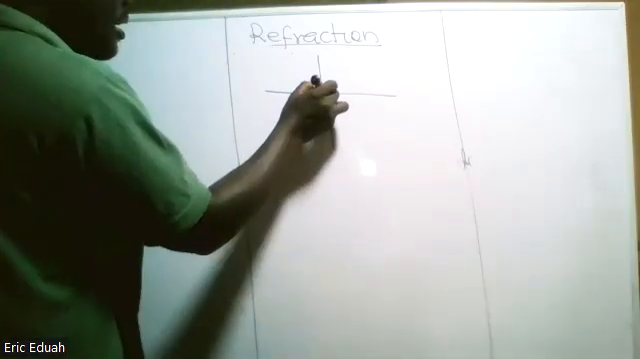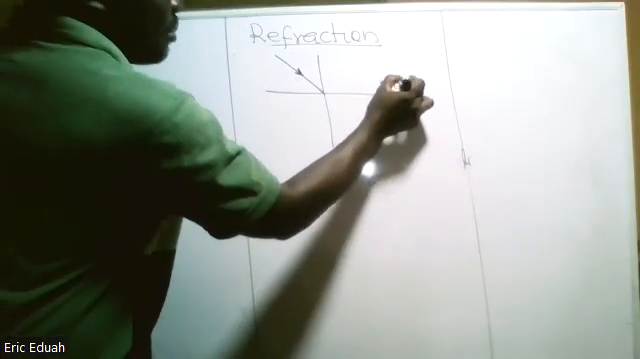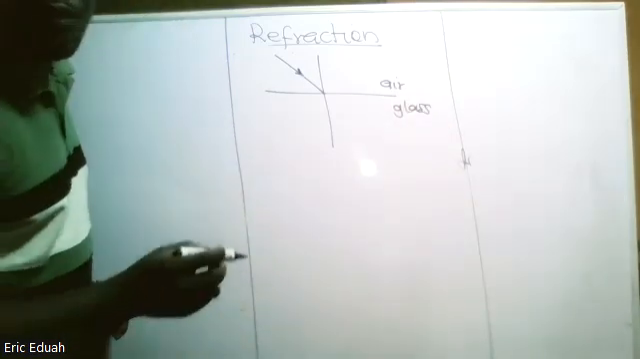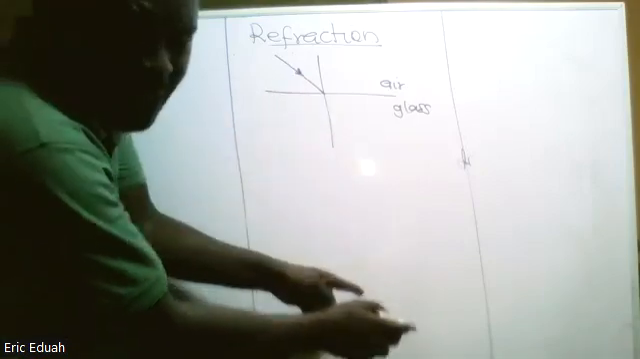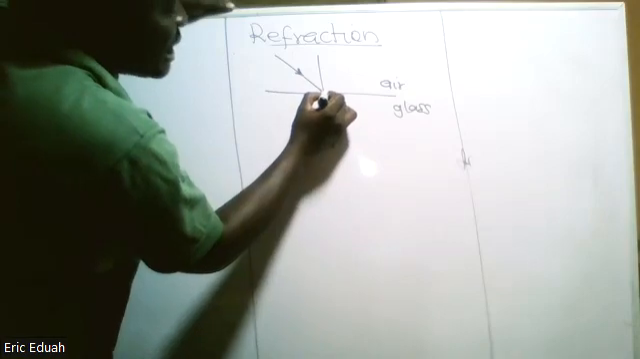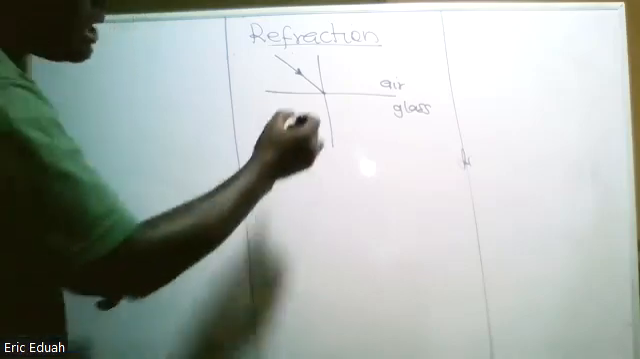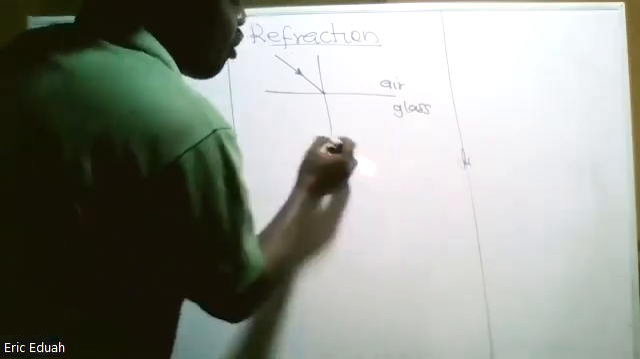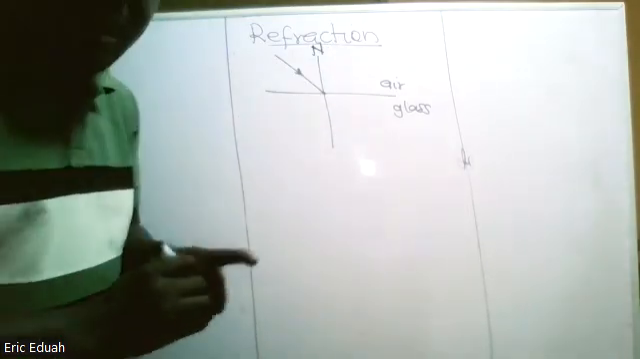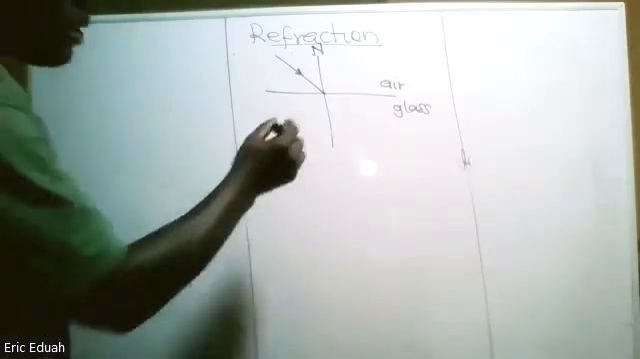Okay, so if this is air medium, and this is glass, part of the light is moving from air to glass. Now, when the light gets to this interface, how would the deviation or the bending be like? Will it deviate away from the normal or towards the normal? Yes. If it is from air to glass, the bending will be towards the normal.